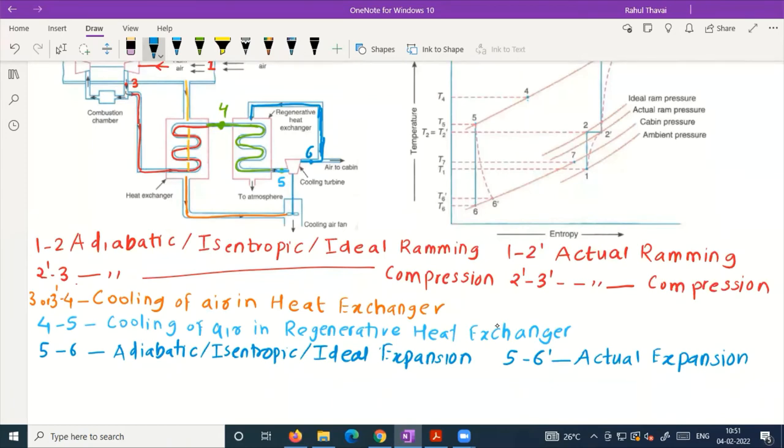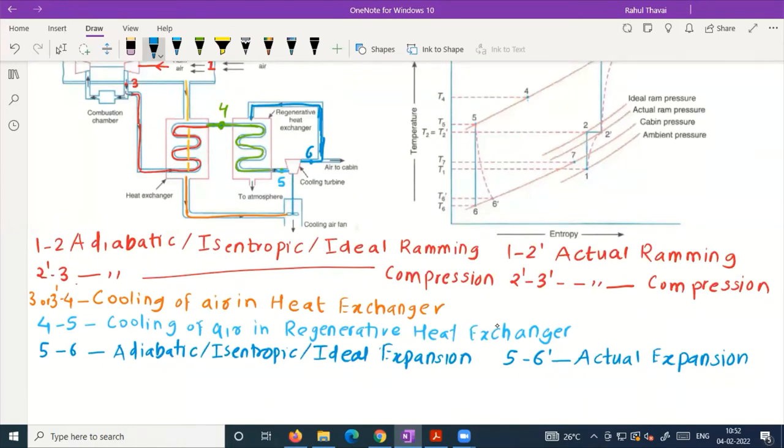So that's why it is called regenerative. Why is it called regenerative? Because whatever air is available at the exit of the turbine is utilized to cool the air which is coming out of the heat exchanger. This is the air at point number 4, which is coming out of the heat exchanger. To cool this air, we are using the air coming out of the turbine. So the somewhat cold air will cool the somewhat hot air.